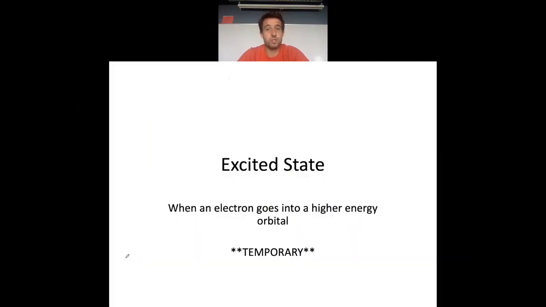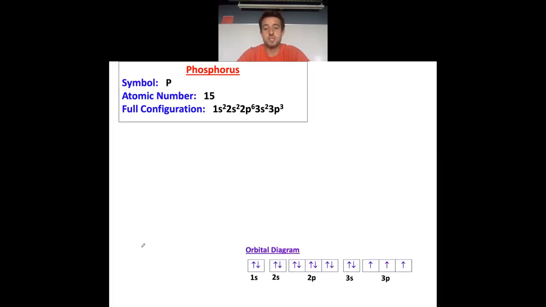Okay, last thing I want to talk about is the excited state, and that is when we have a moment where we don't follow Aufbau's rule. So normally, this is what an orbital diagram looks like. We just did this problem with phosphorus. Notice how the arrows all line up. They're all where they're supposed to be. This is the ground state. It's kind of the normal.